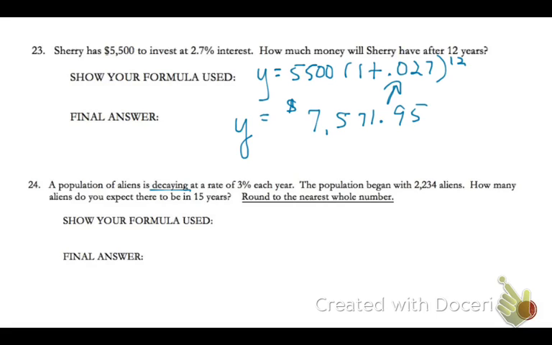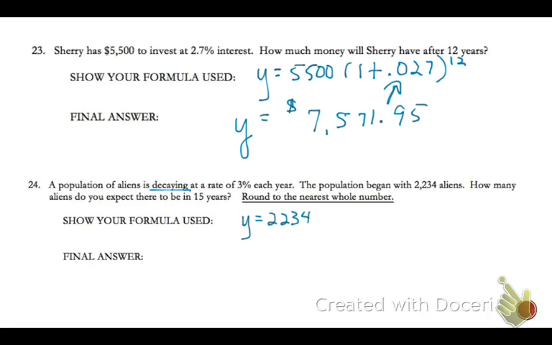Now on number 24, a population of aliens is decaying at a rate of 3% each year. The population began with 2,234 aliens. How many aliens do you expect there to be after 15 years? Then we're going to round to the nearest whole number. So notice that word I underlined in our problem, decaying. So we're going to have an exponential decay situation.